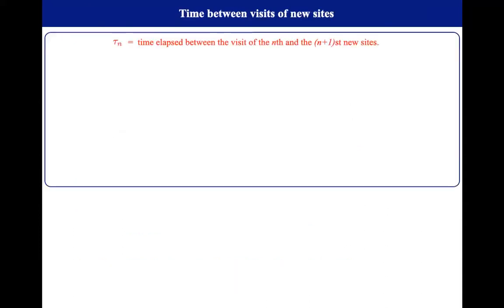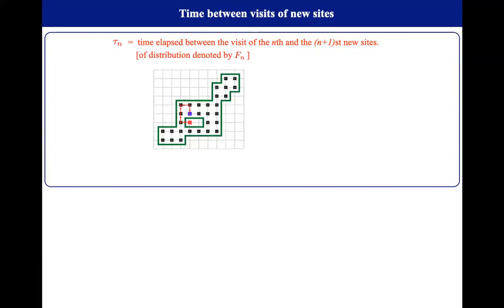So more precisely, I will define tau n as the time elapsed between the visits of the n-th and the (n plus 1)-th new sites, and I will denote by F n the distribution of tau n. Just to settle things, let us consider specific realizations. Here, I assume that the number of visited sites is 30. These are the black sites. The green site corresponds to the boundary between the visited and the unvisited sites.